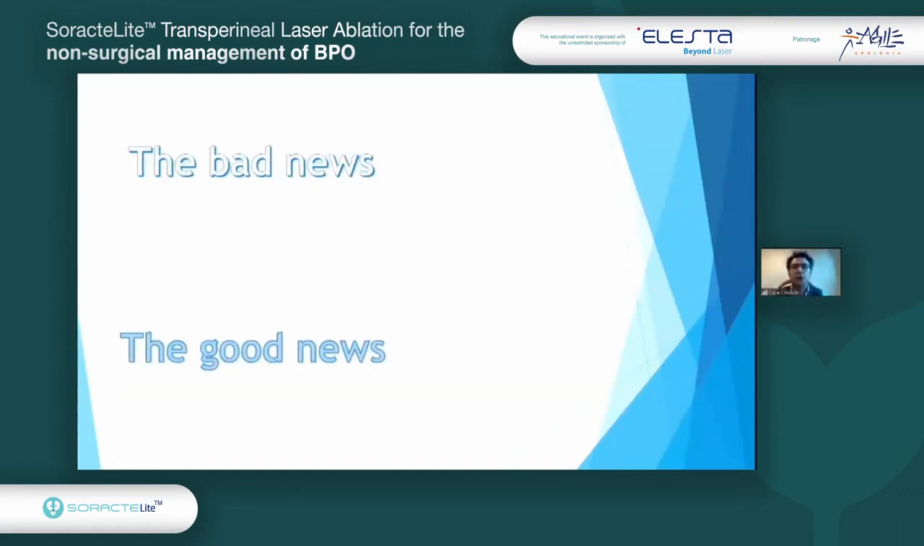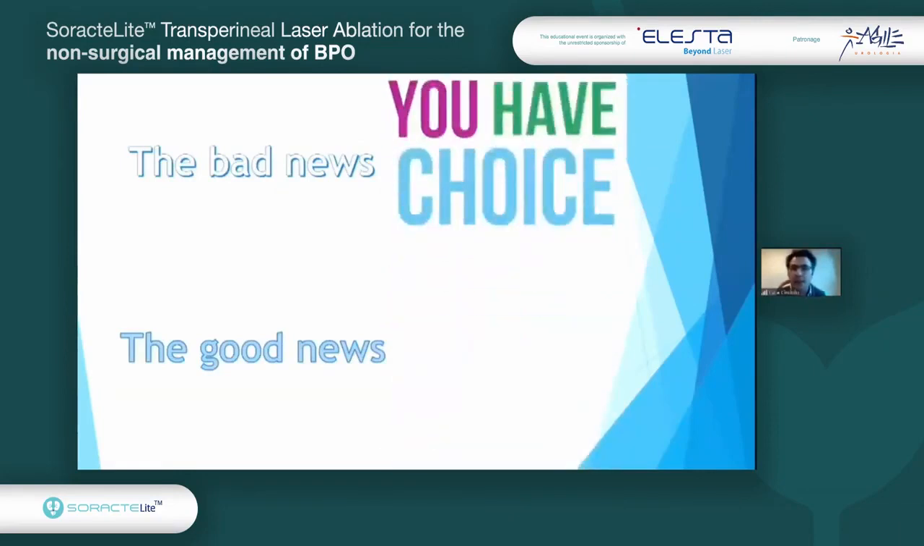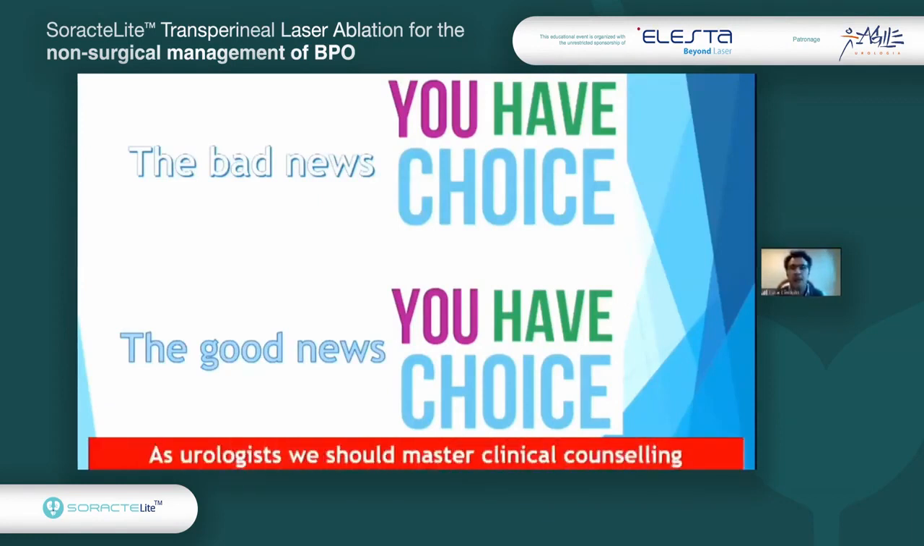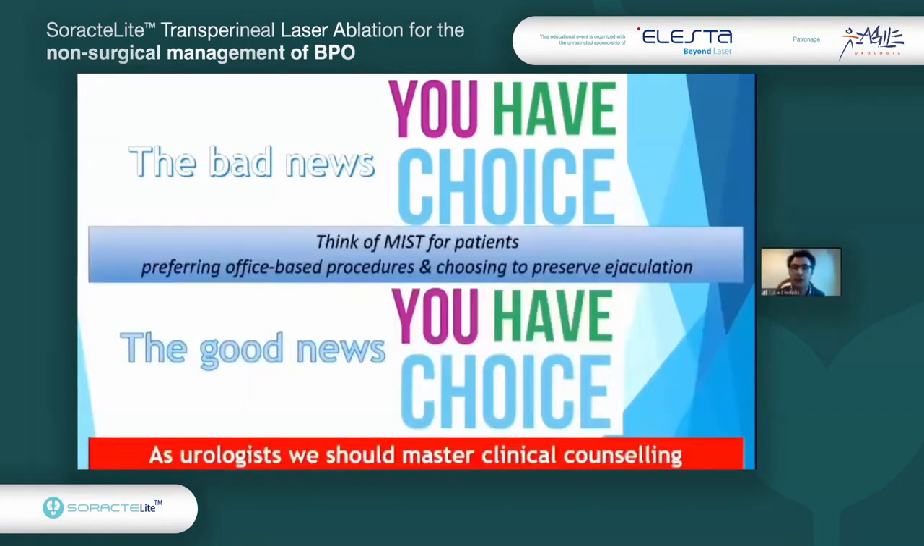So now we have, in conclusion, two news items. One bad news and one good news. The bad news is that now we have a choice. We have a galaxy of surgical techniques. But that is also the good news: we have a choice. So when we have to select the patient and the technique, considering prostate volume and patient expectations, probably we can also have more difficulty, and we have to face not only the patient, but we have to learn how to manage the clinical counseling during the consultation.